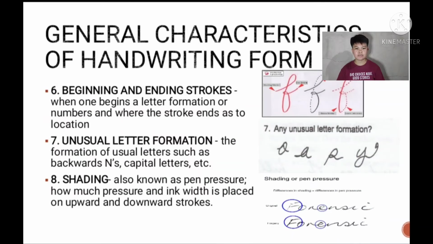Number 6 is beginning and ending strokes. This looks at where one begins a letter formation or numbers and where the stroke ends as to location. Beginning and ending strokes looks at how the writer begins and ends their words. Do they end with a curl, end on an upstroke or a downstroke?